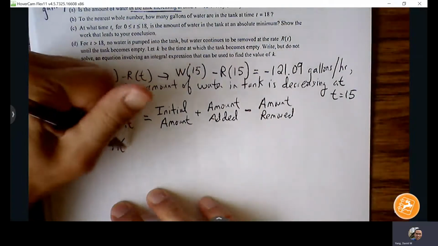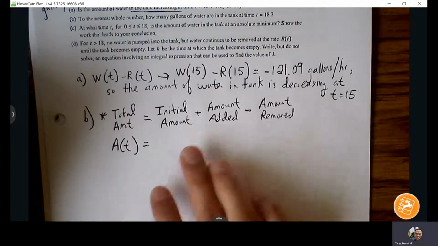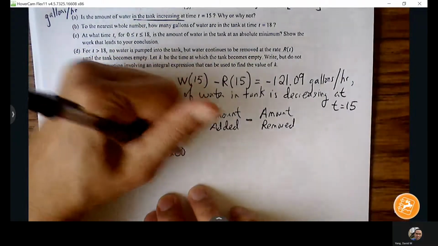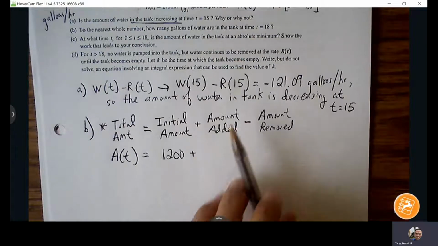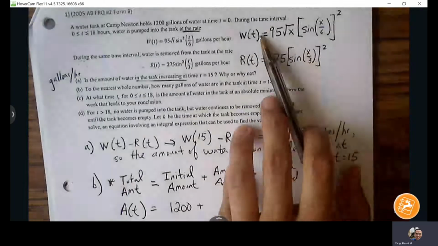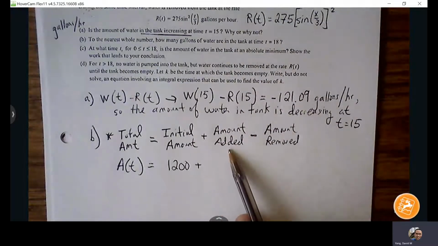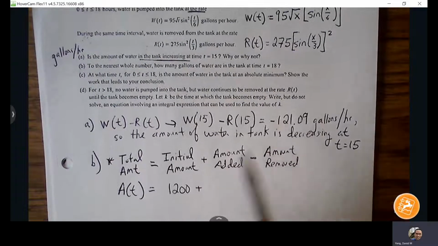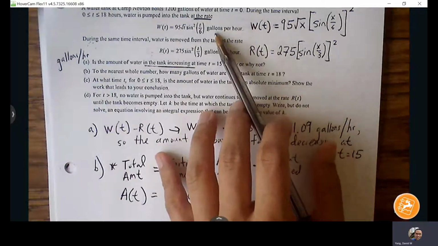So I will use A of t to represent amount. Okay, the initial amount, which is what? 1,200. The amount added. Now, amount added is in terms of gallons, so we have to make some adjustment, right? We can't just say W of t, because W of t is in terms of gallons per hour. So what do we have to do to get it into something in terms of gallons? We have to involve the what? Okay, integral, right? Because the integral will allow this W of t to rise up to the units that we want, which is gallons.